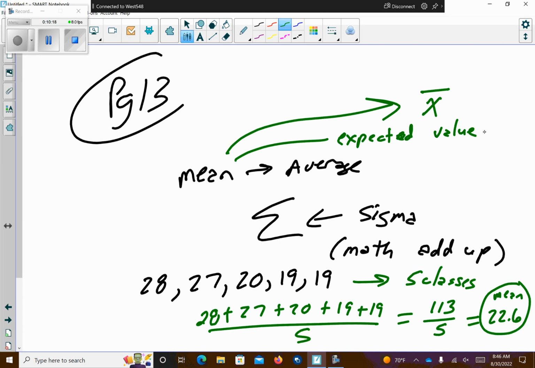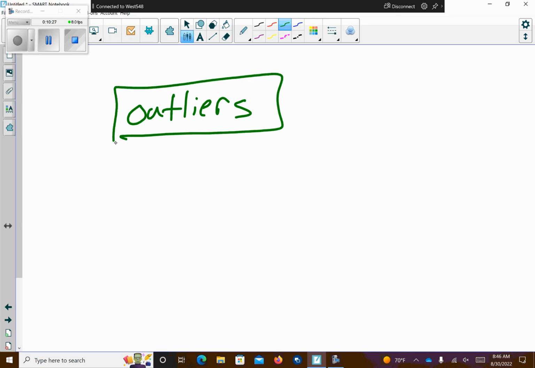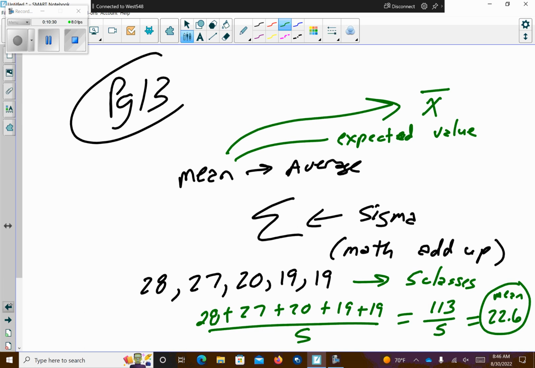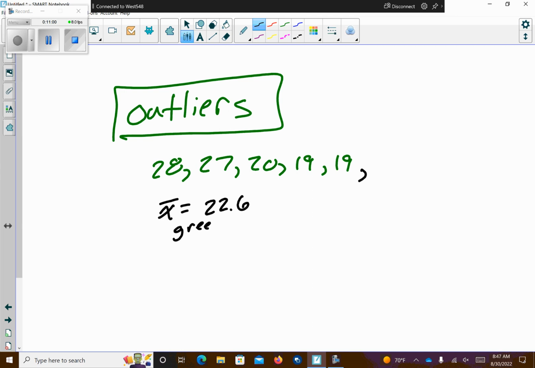Okay, so let's talk about an outlier. Now, my class numbers: let's say 28, 27, 20, 19, and 19. Is that the data I gave? Yeah. All right. So let's say we offer one more class. Right now we had an average of 22.6 for the green data.